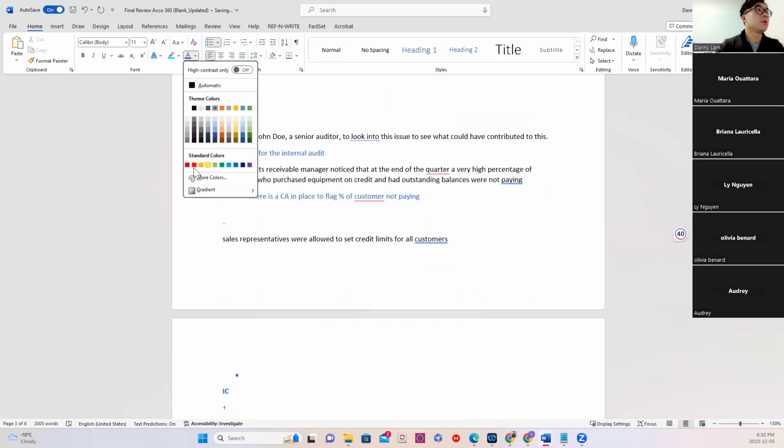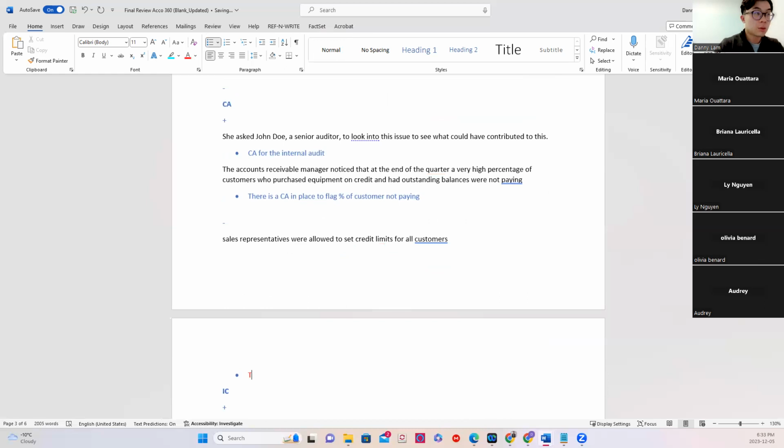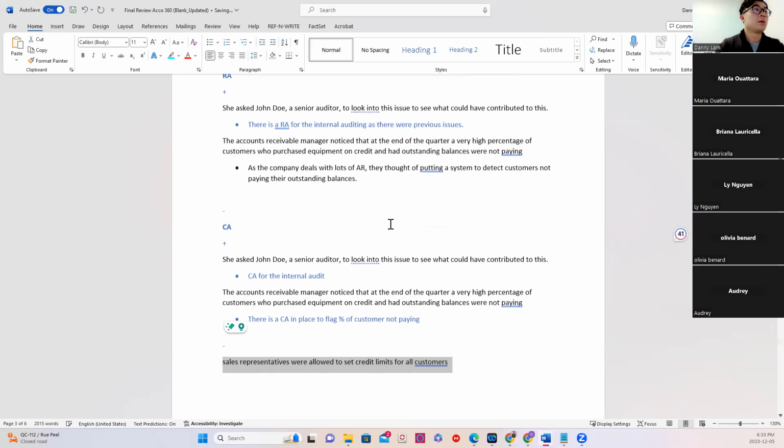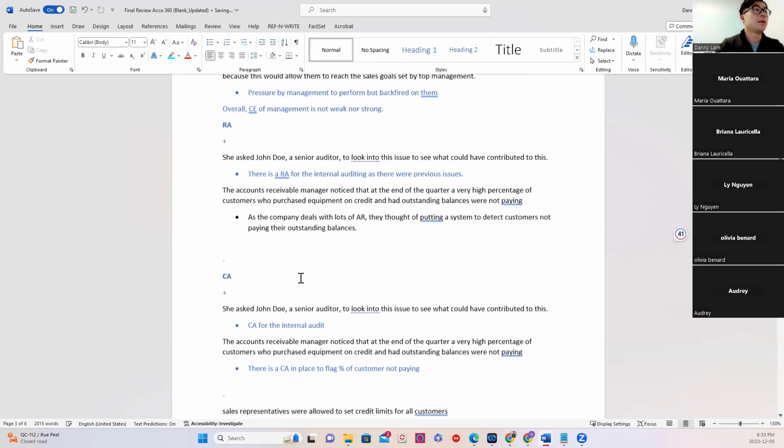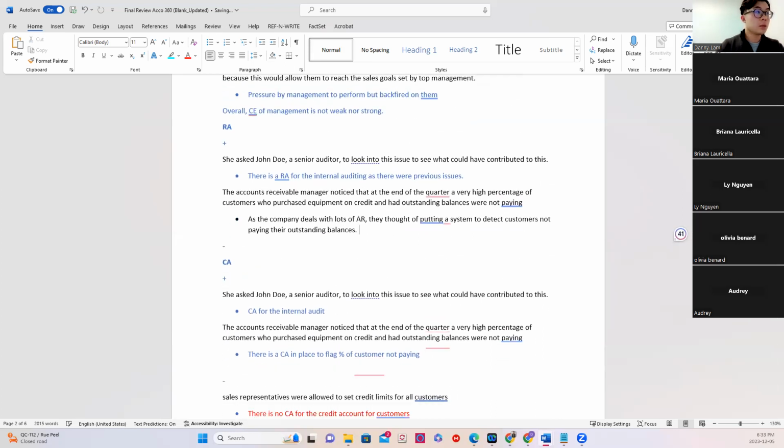Let's put it in red. There is no control activity for the credit for customers. So I'm going to take the same thing, and then we're going to do the risk assessment.